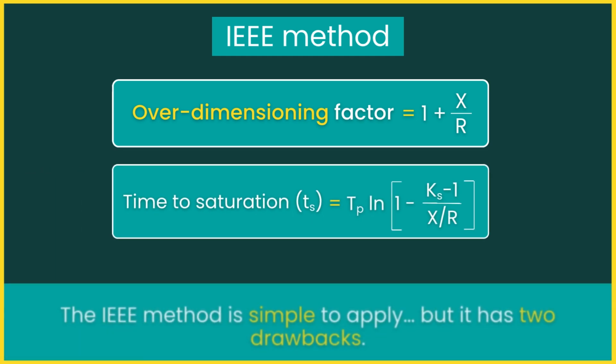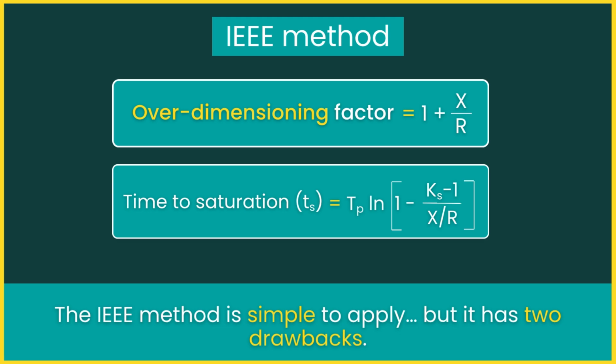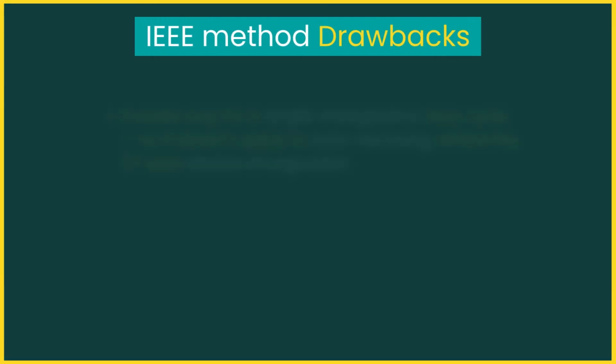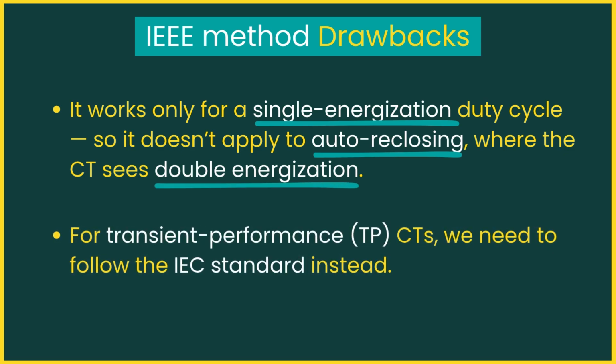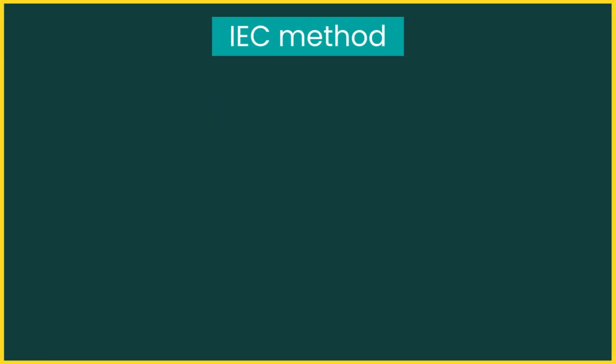The IEEE method is simple to apply, but it has two drawbacks. First, it works only for a single-energization duty cycle, so it doesn't apply to auto-reclosing, where the CT sees double-energization. Second, for transient-performance CTs, we need to follow the IEC standard instead. So let's move to the IEC method.